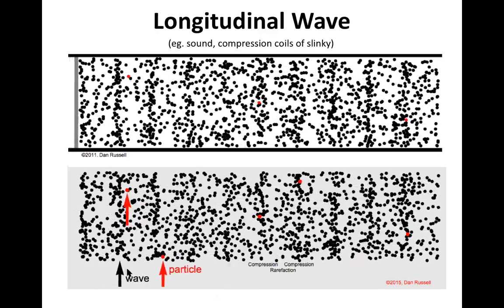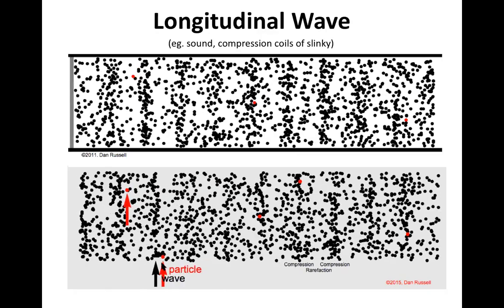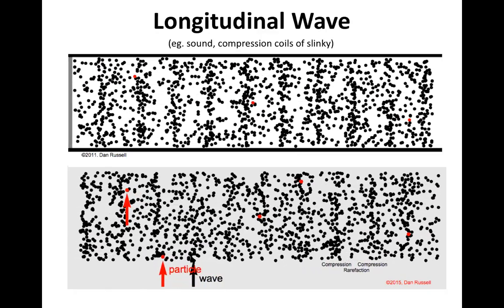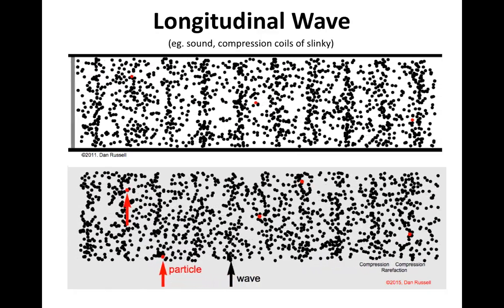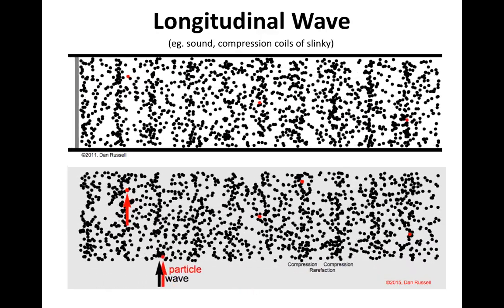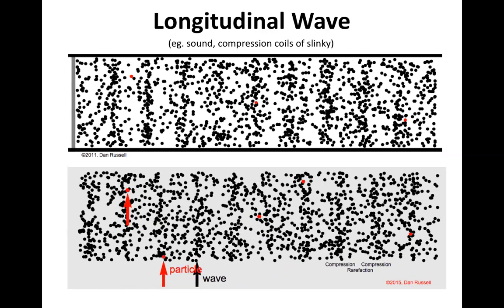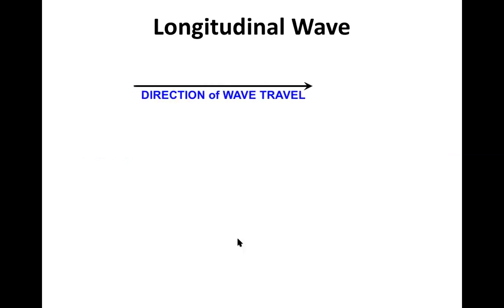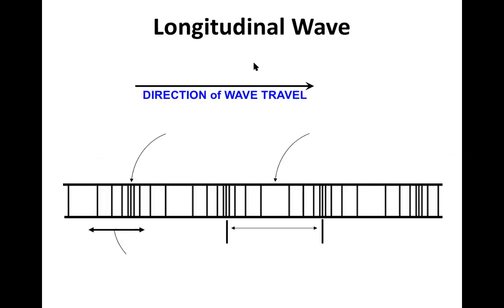So we can trace the wave. We trace the compression along the horizontal, but if we look at the particle motion, it's not moving very far. It's just oscillating right and left. So for a longitudinal wave, they're a lot trickier to draw.